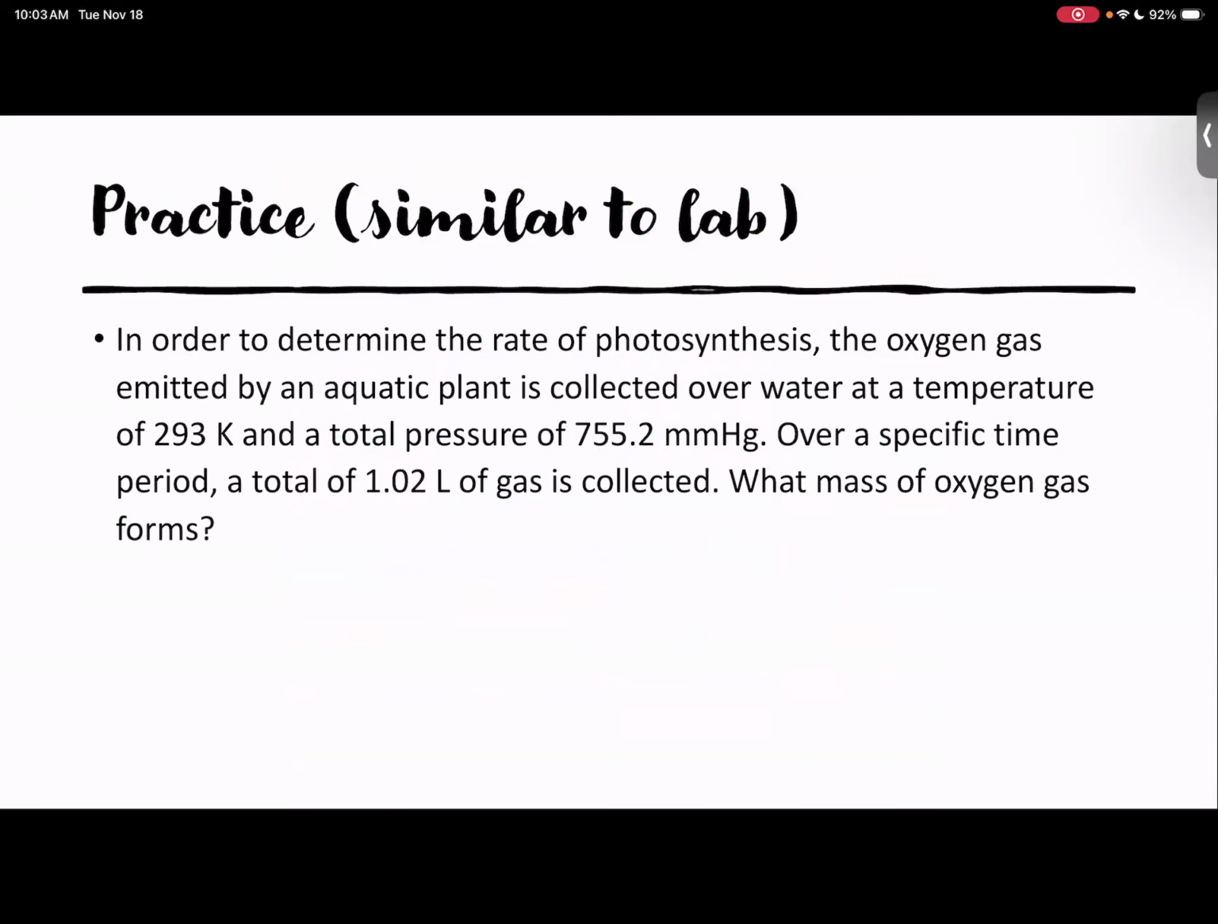So let's look at one more example that is similar to lab. In order to determine the rate of photosynthesis, the oxygen gas emitted by an aquatic plant is collected over water at a temperature of 293 Kelvin and a total pressure of 755.2 millimeters of mercury. Over a specific time period, a total of 1.02 liters of gas is collected. What mass of oxygen gas forms?